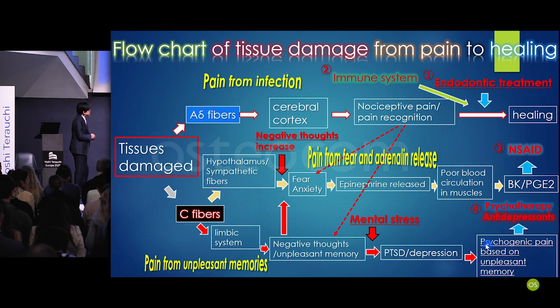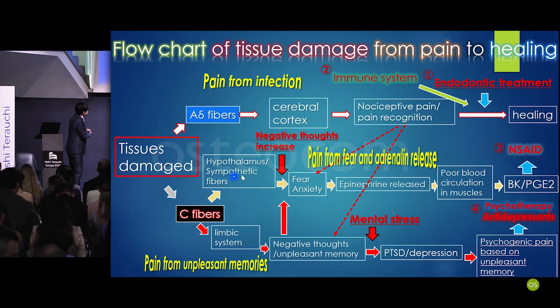The only way to remove the pain, psychogenic pain, from the patient is to ask your patient to spend more time eating, drinking, talking, and eating more sweets. Then the pain may be gone. But you have to ask your patient to change his or her life. If they go back to the normal life, the pain will come back.